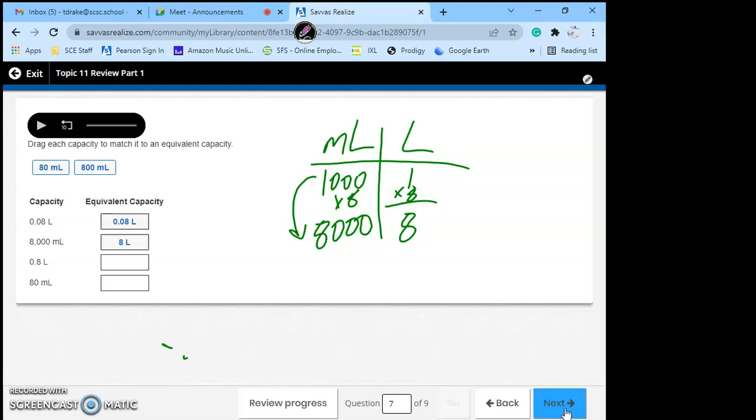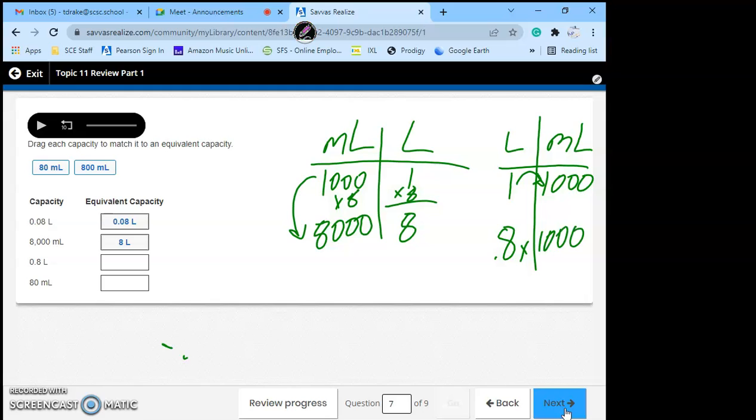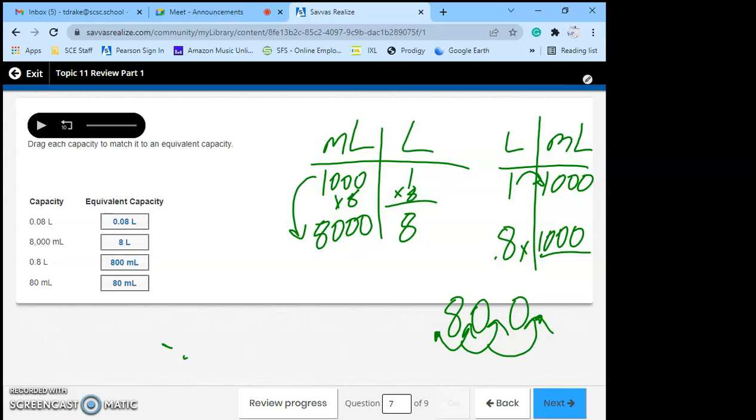Next, we have 0.8 liters. Liters to milliliters. 1 liter equals 1,000. We have 0.8. How do we get from 1 to 1,000? Times 1,000. How do we take 0.8 times 1,000? We move the decimal 3 spots to the right because it's getting bigger. So there's 1, 2, 3. Add in the zeros. It is 800. So this one's going to be 800 milliliters. And just to check to make sure that we did it right, well, yes, 80 milliliters does equal 80 milliliters. That's a tough one.